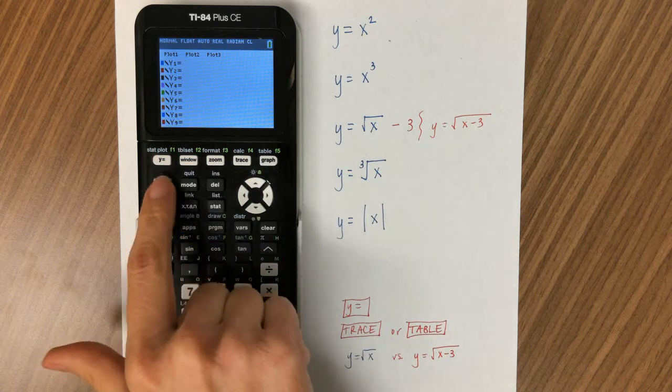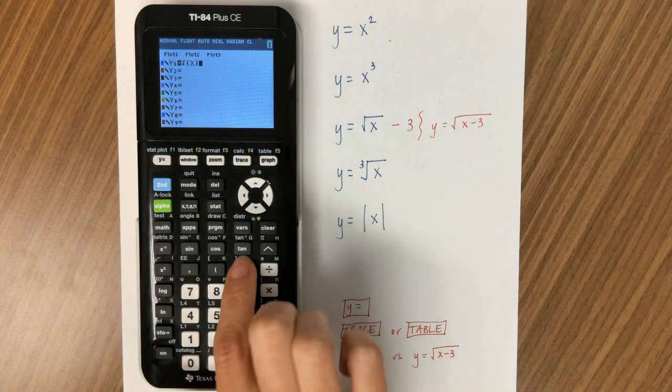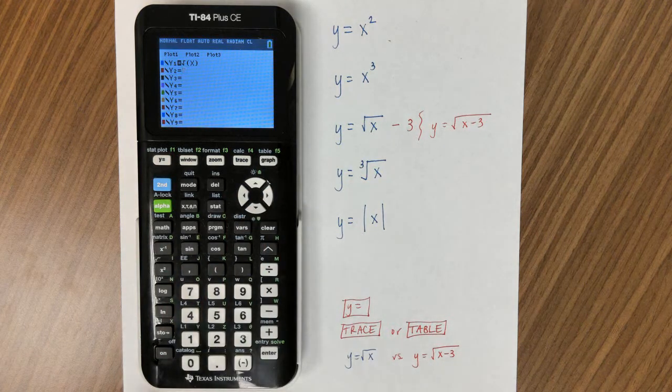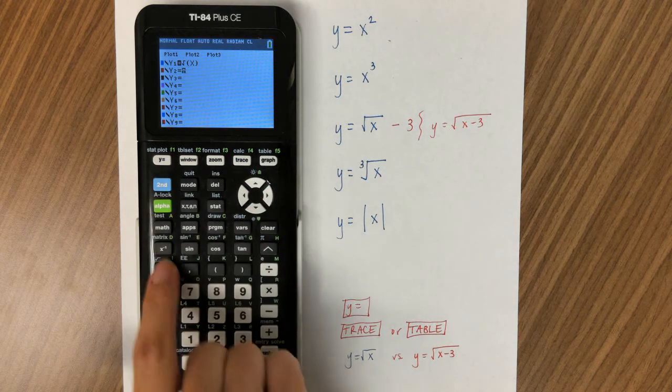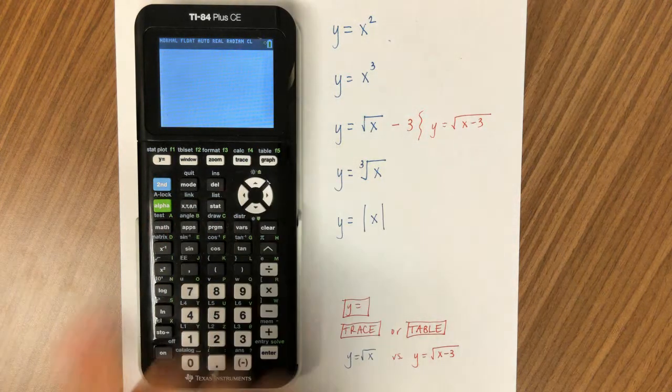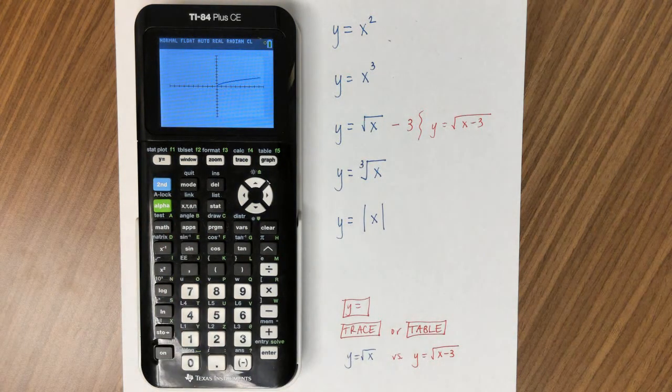So we could graph y equals the square root of x, and then use the down arrow to get down to the next y equals. And now we could graph square root of x minus 3, close the parentheses. And our calculator is going to show us 2 different graphs so we can compare.